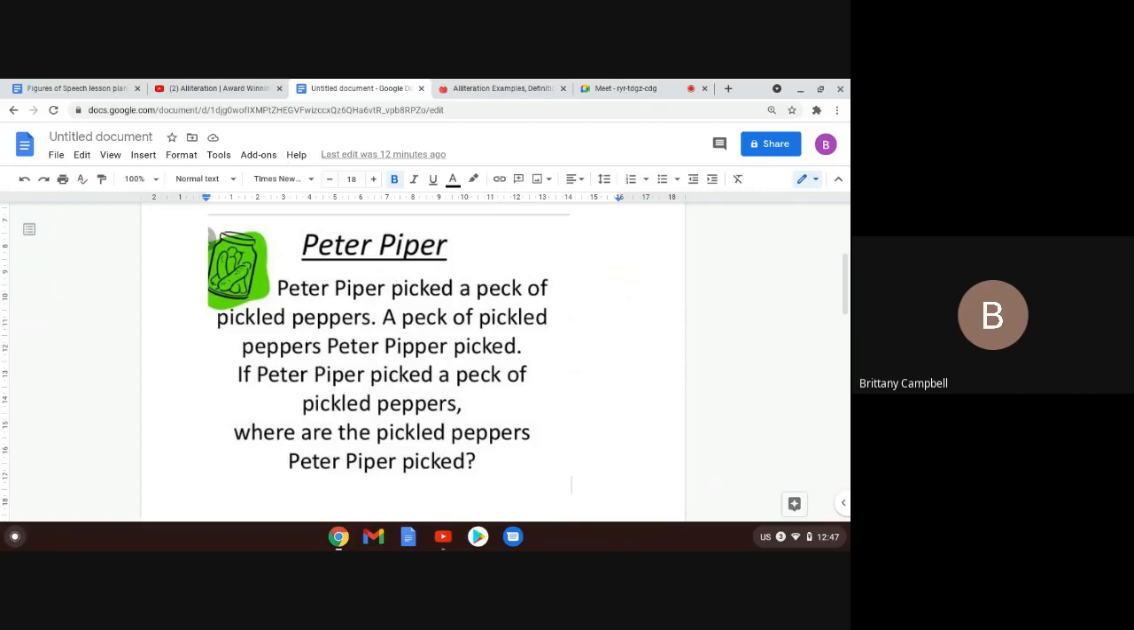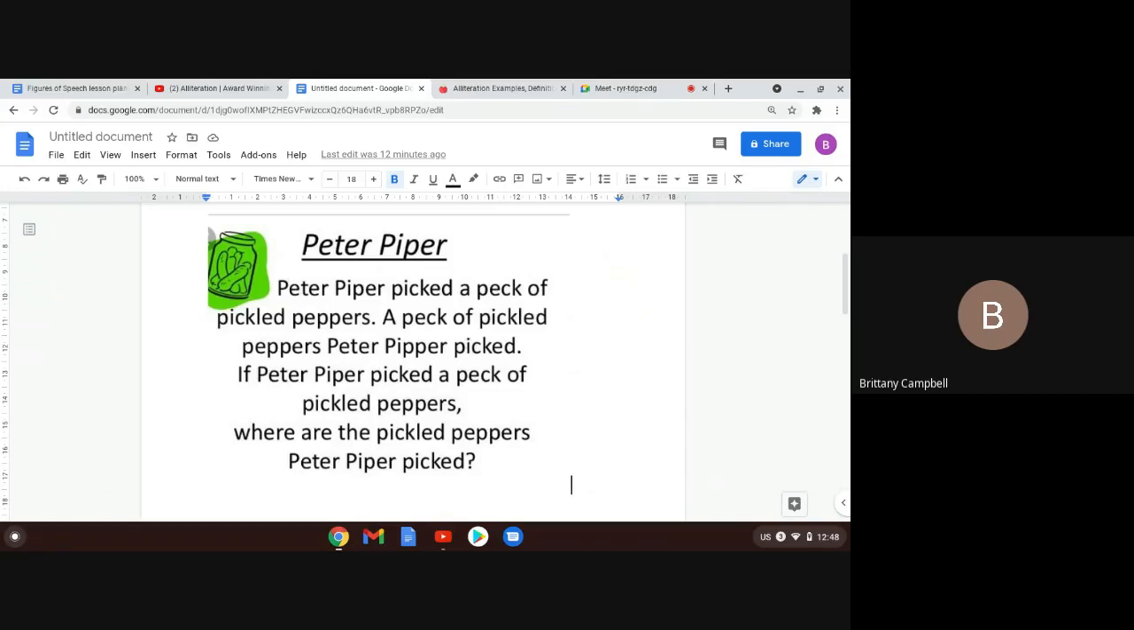If Peter Piper picked a peck of pickled peppers, where are the pickled peppers Peter Piper picked? All right. Thank you there, Deshaun and Aline. What do you realize? What do you notice from this tongue twister? What have you realized about the sentences? You want to reread it?